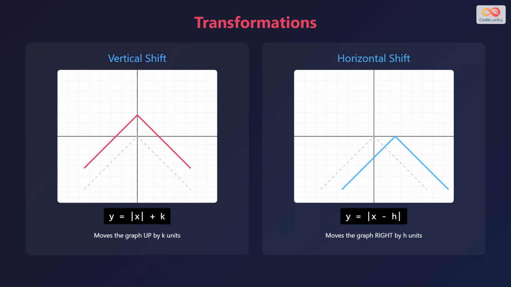The V-shaped graph can be shifted around the coordinate plane. Adding a constant k outside the absolute value moves the entire graph vertically. Subtracting a constant h inside the absolute value moves the graph horizontally. For instance, the absolute value of x minus h shifts the vertex h units to the right.